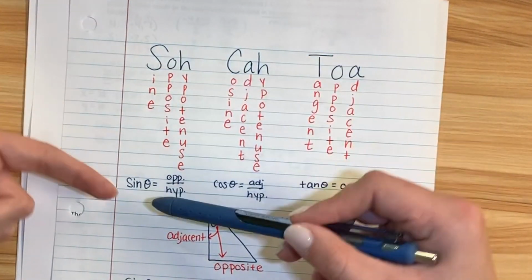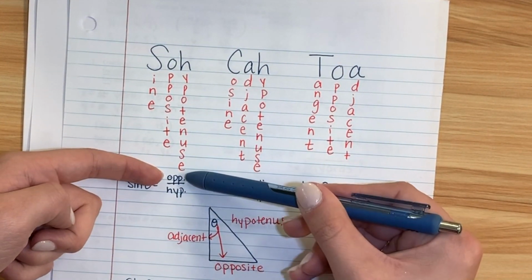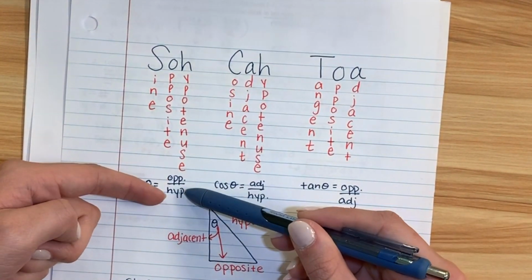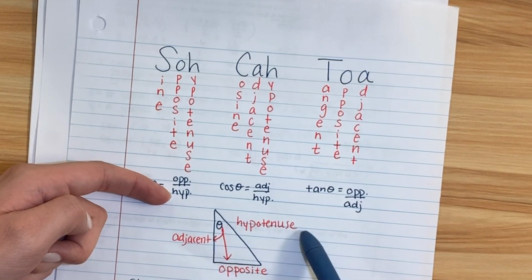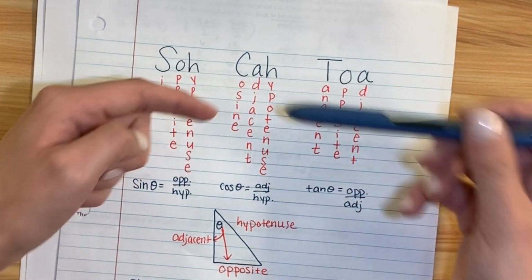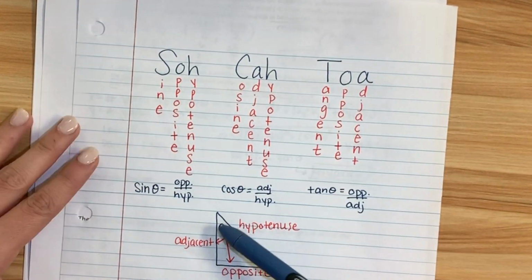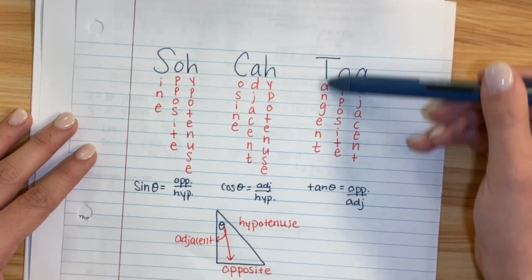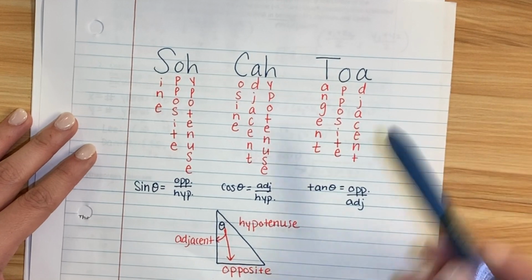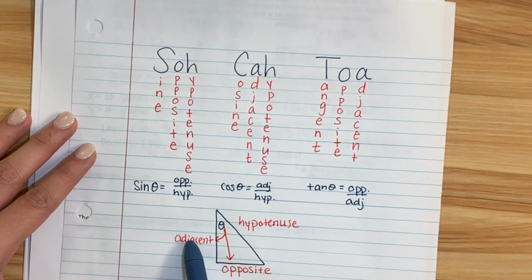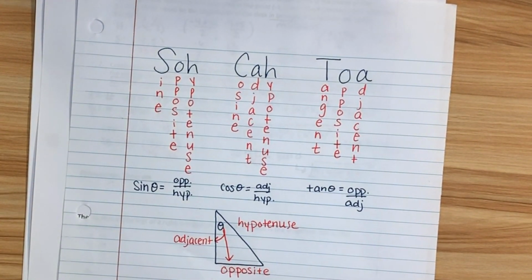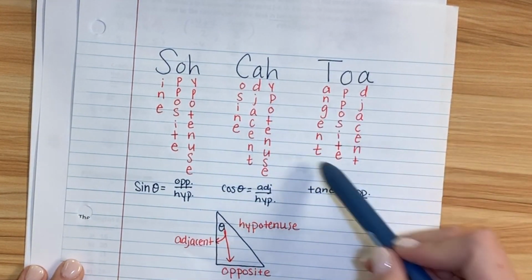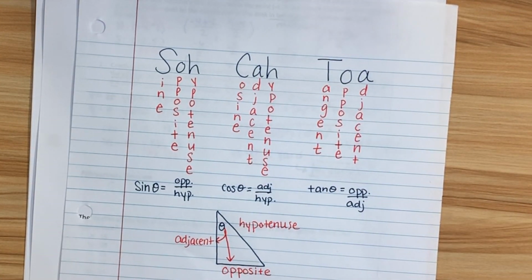So sine of theta is the opposite side, whatever length that is, divided by the hypotenuse, whatever length that is. For cosine, we have the adjacent side, whatever length that is, divided by the hypotenuse. And tangent is the opposite divided by the adjacent. So on the question that he is going to cover, he's finding tangent of theta. So we are only looking at this third part of SOHCAHTOA.